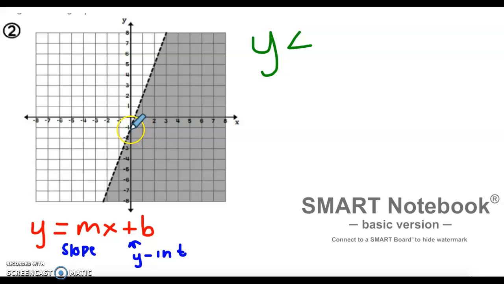Now let's identify our y-intercept. It looks to be negative 1. And then we're going to draw in a slope triangle to find the slope. So we're going to go up 1, 2, 3 over 1. So our equation is going to be, sorry, not y equals, y is less than 3x minus 1. This 3 over 1 is our slope. And the negative 1 was our y-intercept.